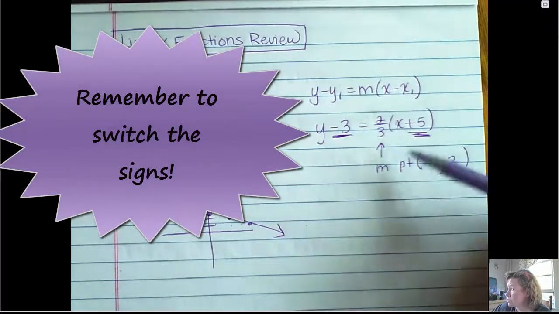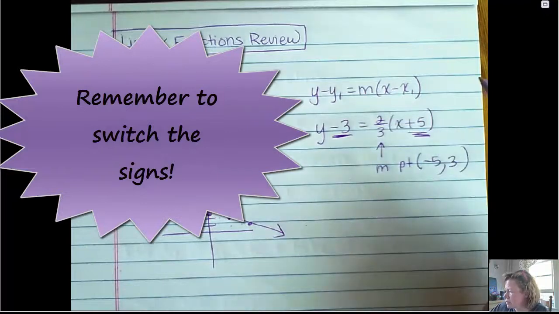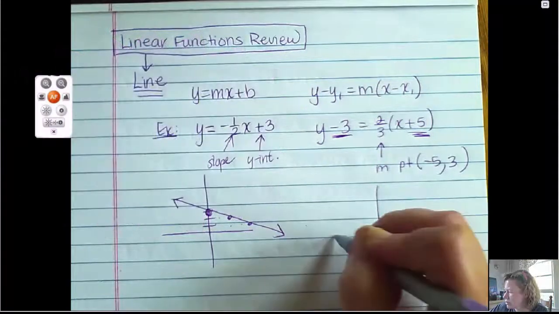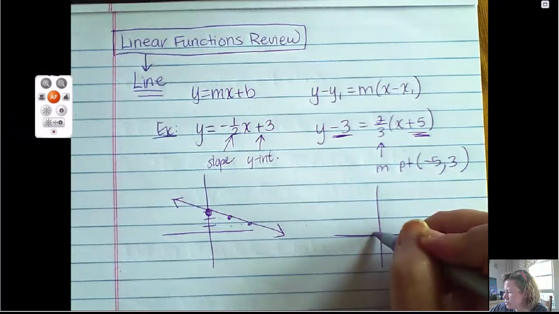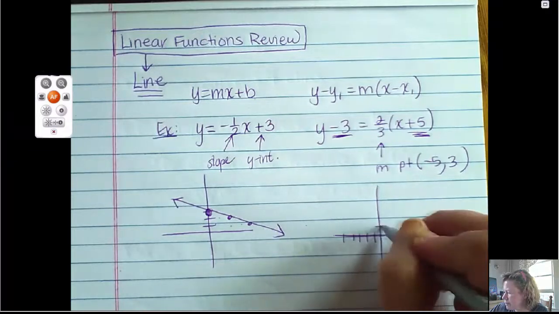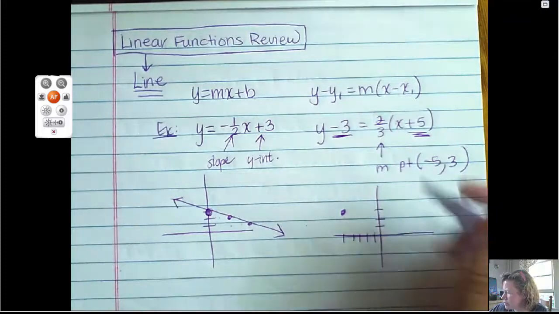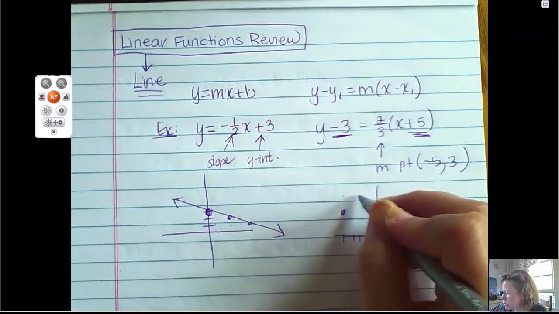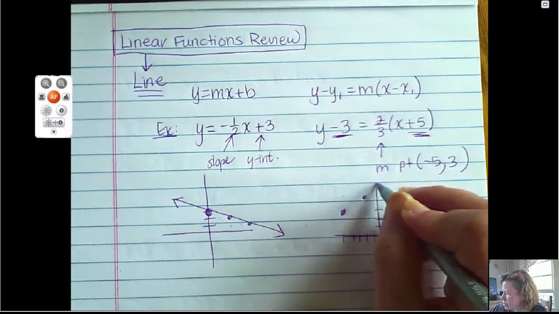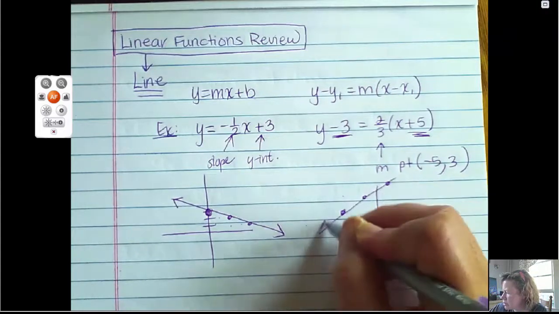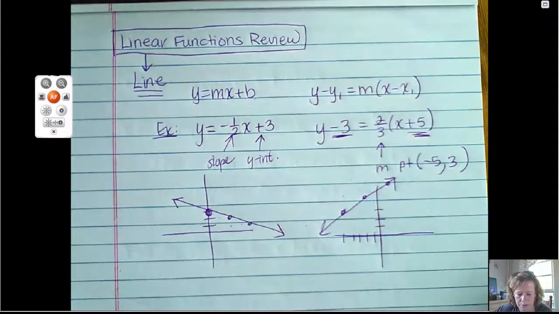When you're given a line in point-slope form, you first plot the point you're given. So here we plot negative 5, 3. And from that given point, count out your slope. Here it's up 2 over 3. Up 2 over 3. Again, connecting at least 3 points to make your line.